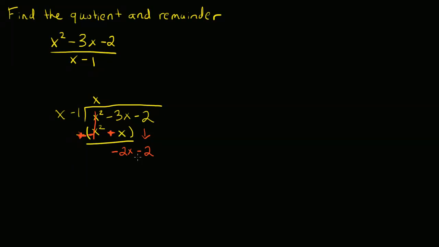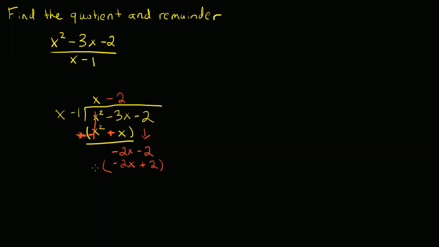All right, so again, now focusing in on the leading terms. What times x is negative 2x? Well, negative 2 times x is negative 2x, right? So go ahead now, multiply negative 2 by each term in this polynomial. So negative 2 times x is negative 2x. Negative 2 times -1 is plus 2.